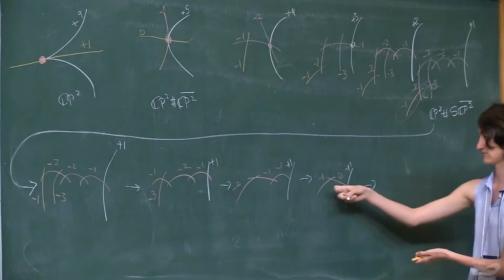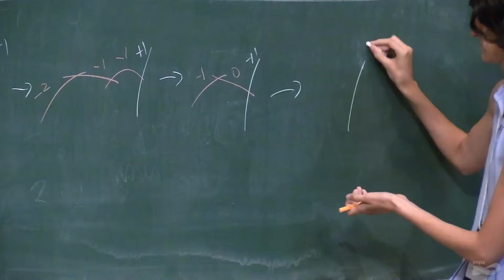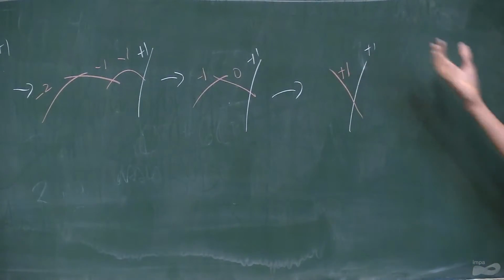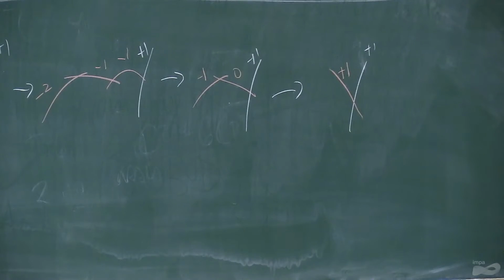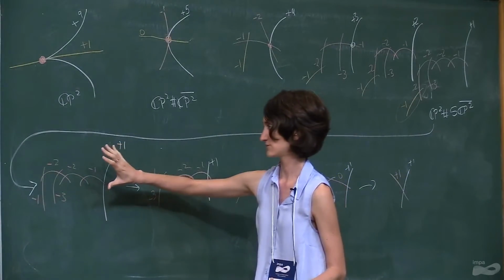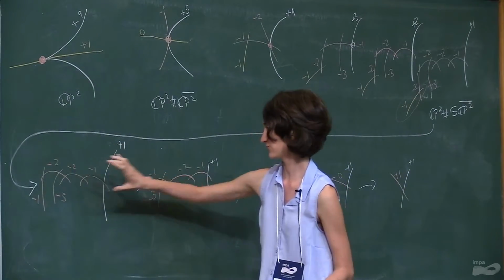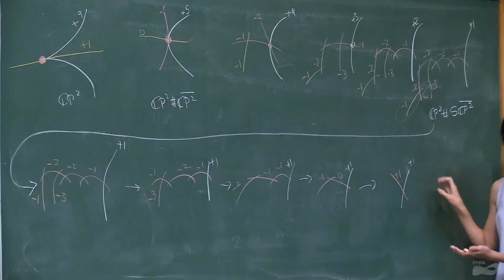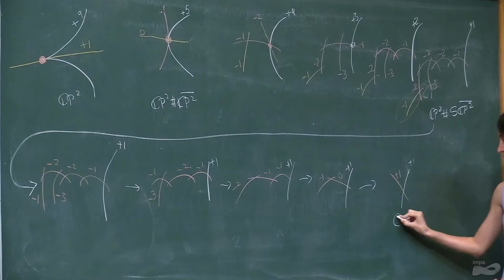And then I've got one more -1, so I'll blow that down. And I'm left with this configuration. So I'd blown up 5 times, and now I've blown down to CP2 blown up 4 times, 3 times, 2 times, 1 time, and 0 times. So I'm back to CP2.